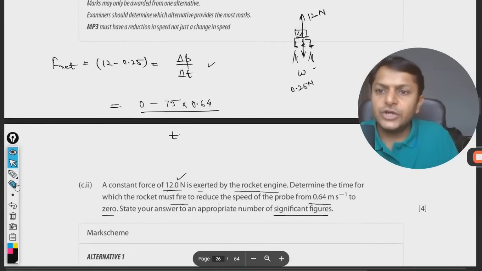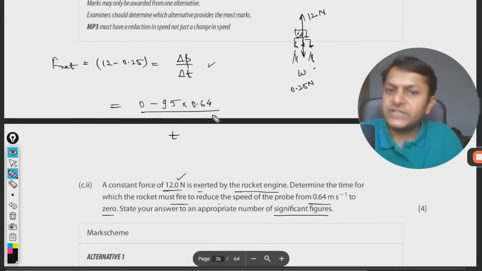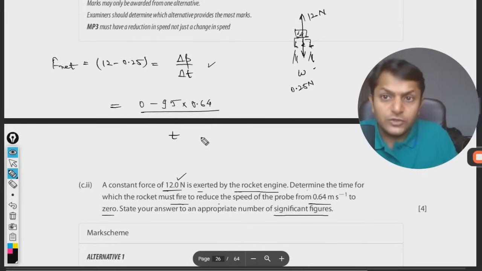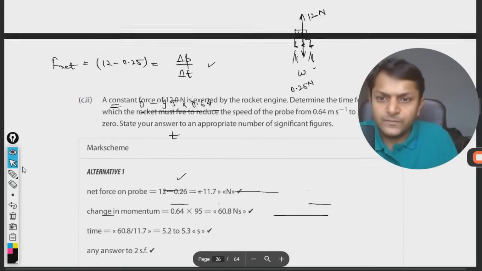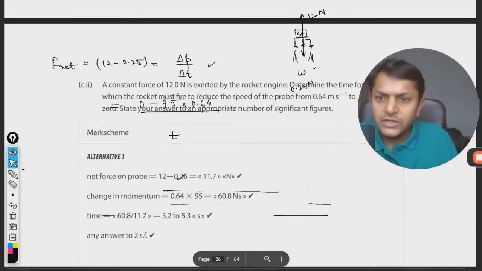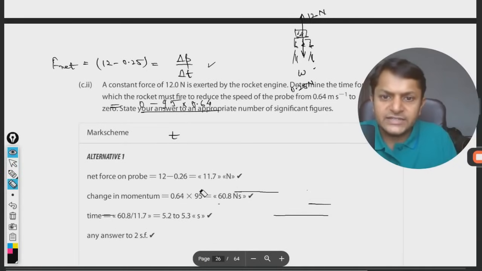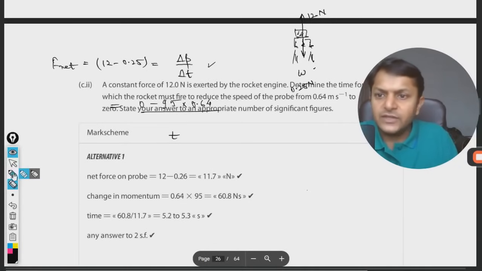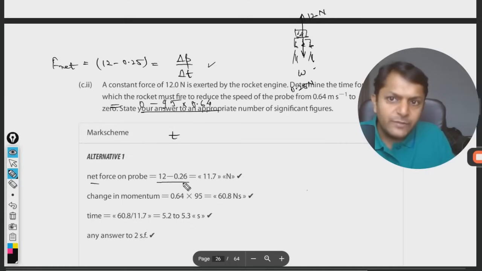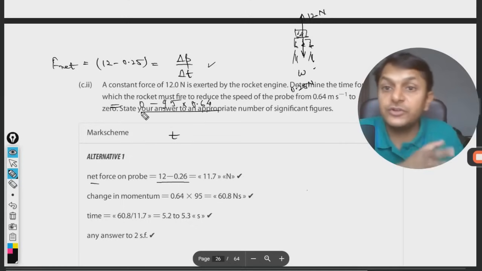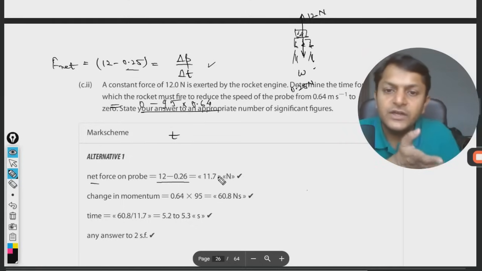Yeah, so this is 95 into 0.64. I think this should be giving you the answer. And let's see what they have done in the mark scheme. So the net force is this. Yeah, they have done the same thing. You see, the net force is 12 minus 0.26. They have taken 0.26, I have taken 0.25.